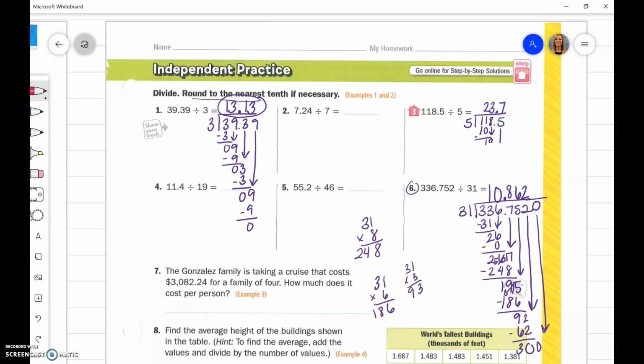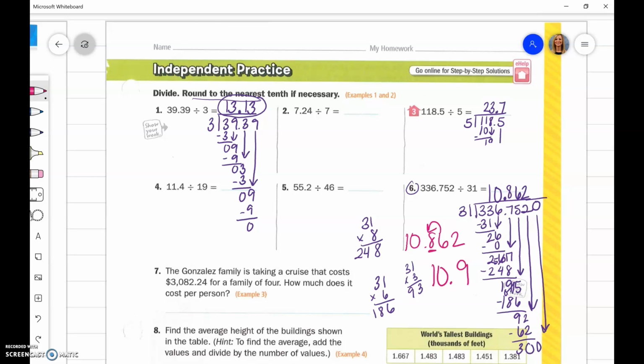I'm going to switch colors here. My answer is this right now. But we need to round, and we know it's going to keep going, right? But we need to round to the nearest tenth. So that 6 is going to tell the 8 to go up. So it's going to be 10 and 9/10 for your answer.